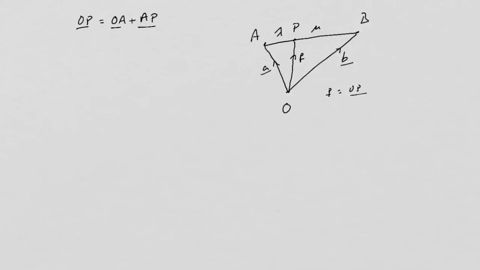Now, if we look at the lengths of AP and AB, then we can see that the ratio, so notice the AP is not underlined now because now it's not a vector, it's the length of AP. So AP over AB will be lambda over lambda plus mu. That means that the length of AP is lambda AB over lambda plus mu.